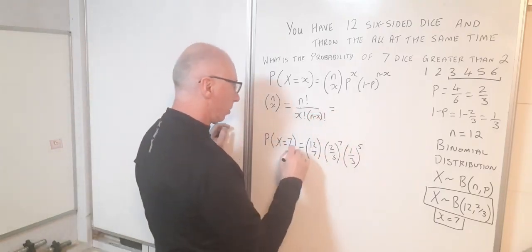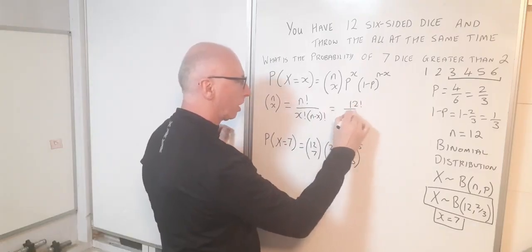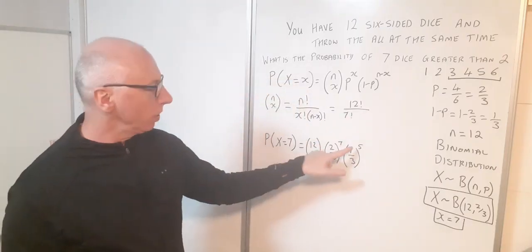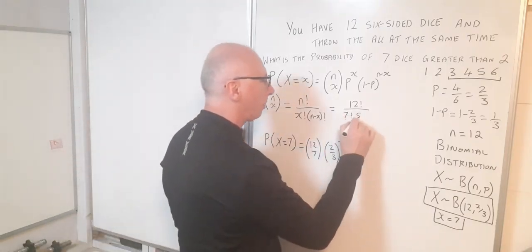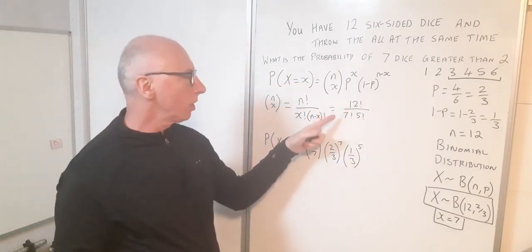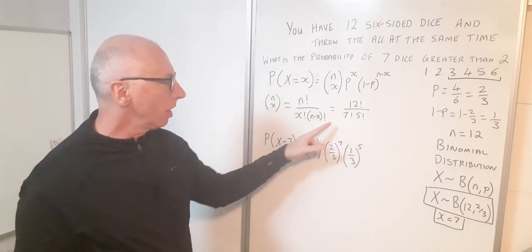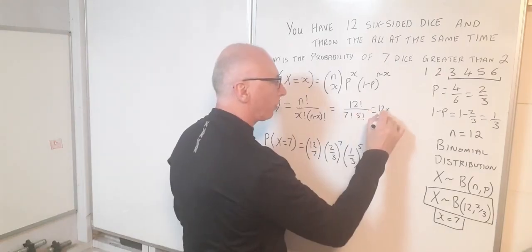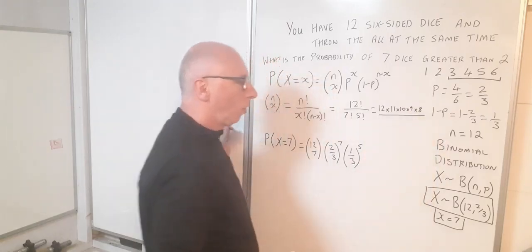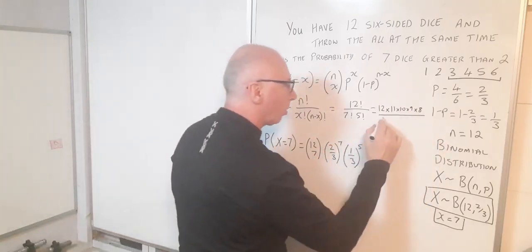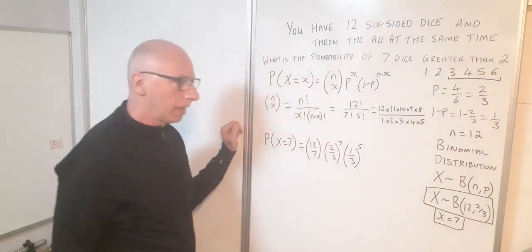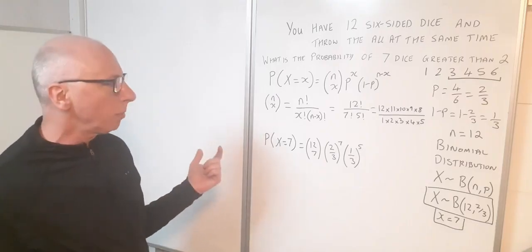So here, I've got my n's and my x's. That would be 12 factorial divided by x factorial, which is 7 factorial, and n minus x factorial, which is 5 factorial. You could write all these out as 1 times 2 times 3 times 4, and so on. That would then end up with 12 times 11 times 10 times 9 times 8, all divided by 1 times 2 times 3 times 4 times 5. And that will get us to something a lot more simple.